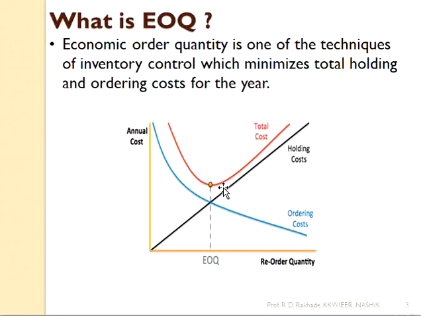So this is a graphical representation with respect to annual cost and reorder quantity of inventory. There are basically only two lines. The first one is the ordering cost and the second one is the holding cost. The intersection of these two lines gives us the reorder quantity. That point is called the economical order quantity, meaning the proper or optimum balance of annual cost as well as order quantity.